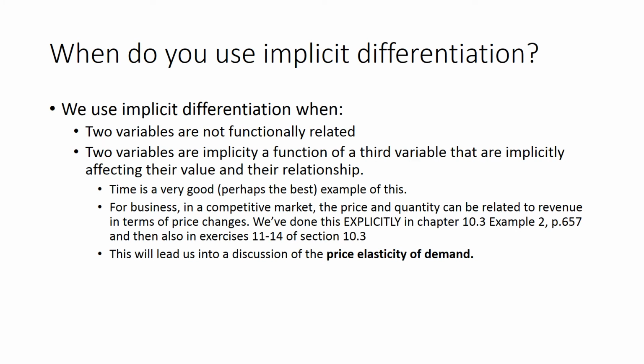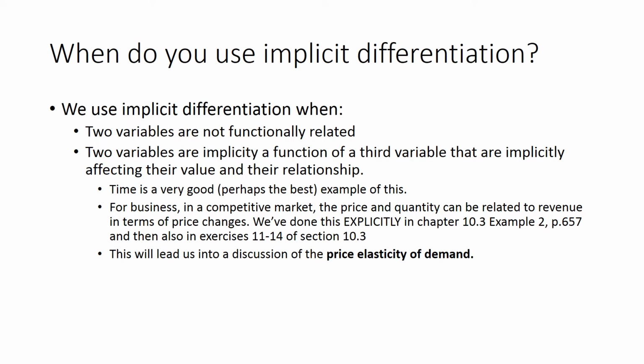So when do you use implicit differentiation? We'll use implicit differentiation in a couple of different scenarios. The first scenario is when two variables are not functionally related, okay? Instead of being a function of y in terms of x, or one variable in terms of a different variable, we might have some kind of an implicit relationship like a circle in which we don't have a functional relationship, the graph doesn't follow the vertical line test, and we probably want to use implicit differentiation as a generalization of the explicit differentiation that we've used up until this point.